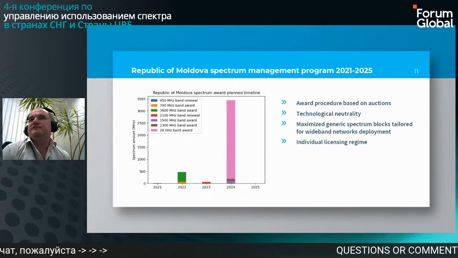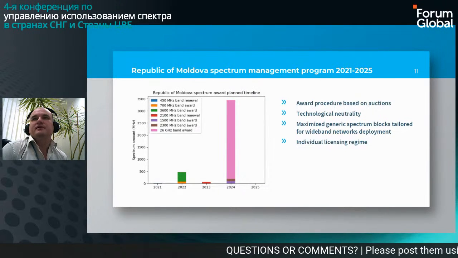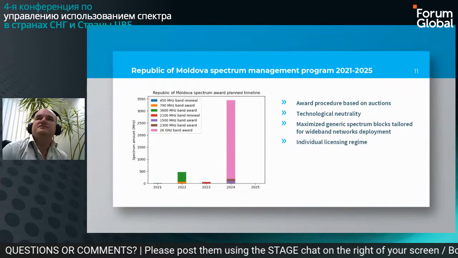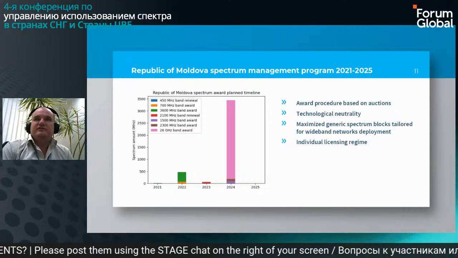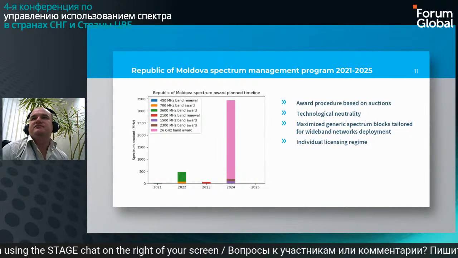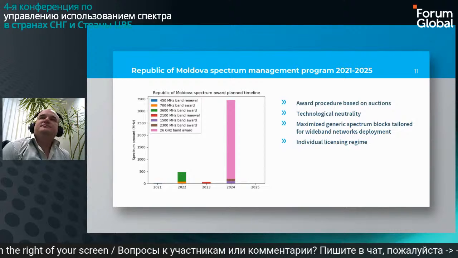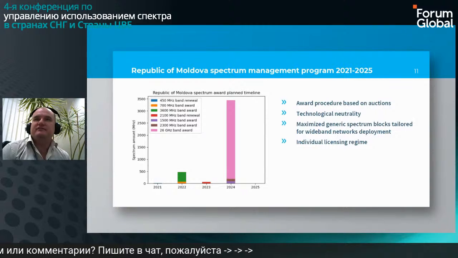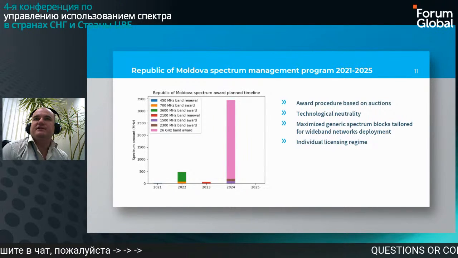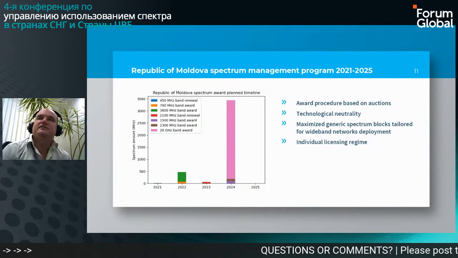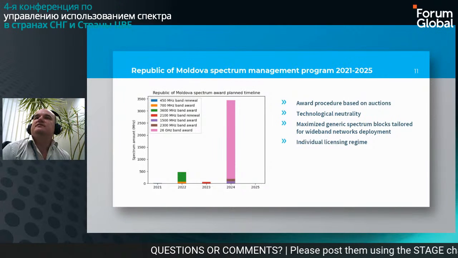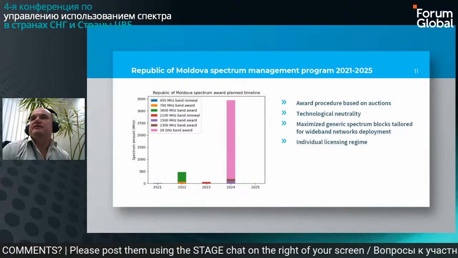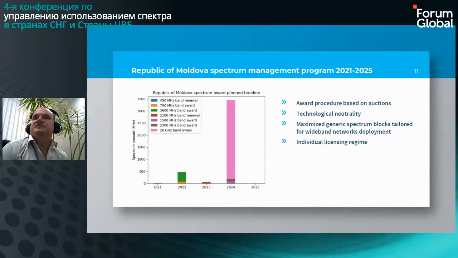We are planning, in the next 5 years, to award mainly based on auctions many bands, including the 26 GHz band. For millimeter wave bands, we plan the individual licensing regime. In our country, the 26 GHz band is basically a greenfield band. We don't have any users, fixed links or any other users in this band. You can see that according to our timeline, we are planning to award this band only after several years.